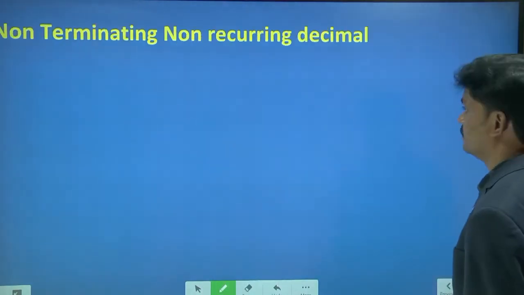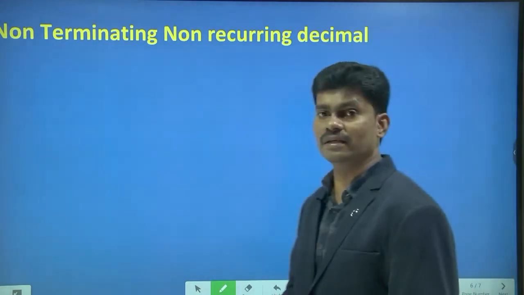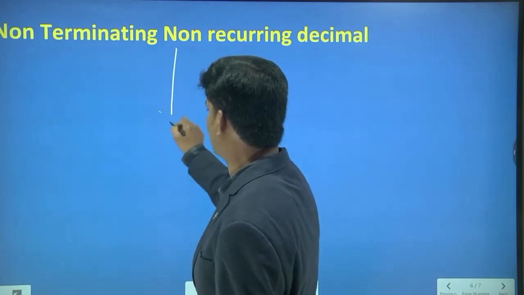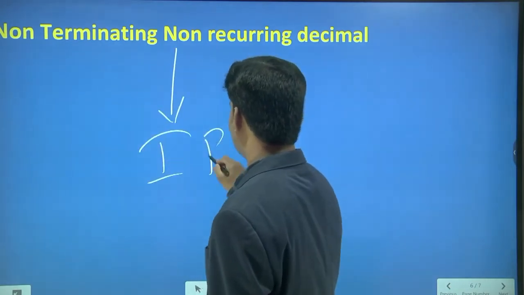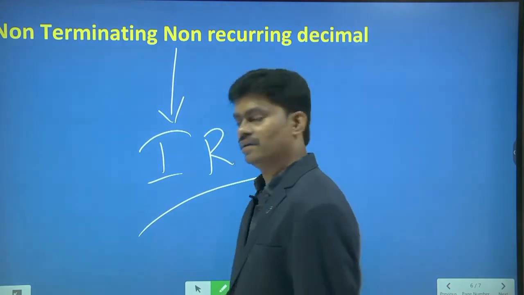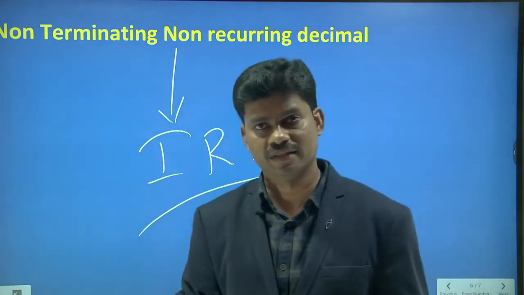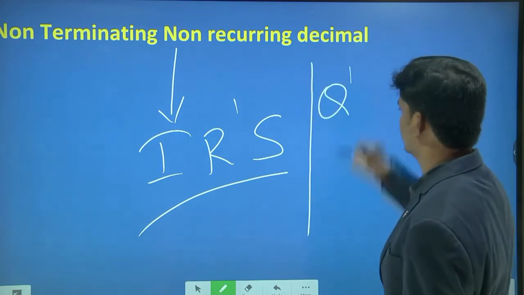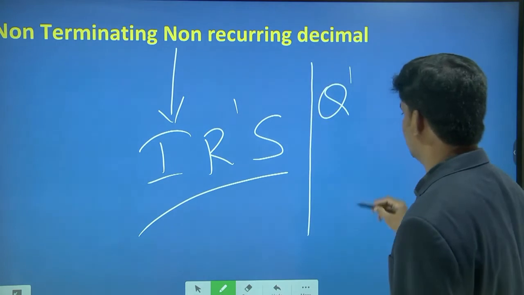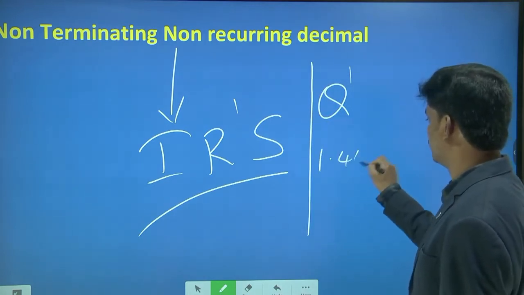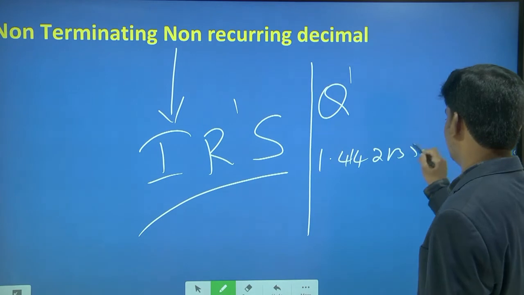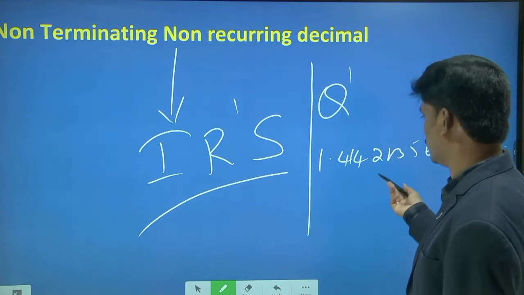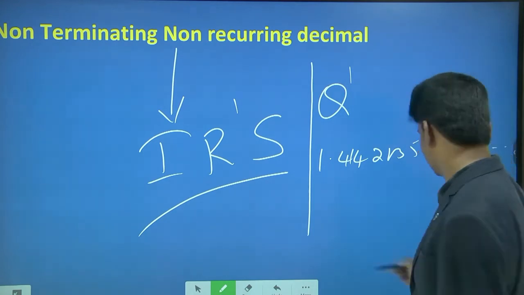So let's move on to another topic, non-terminating, non-recurring. Just now we discussed non-terminating, non-recurring decimals are also called irrational numbers. I already explained for you. So irrational numbers are denoted by the letter Q dash and 1.41421356780 and so on. Okay. So non-terminating, non-recurring.